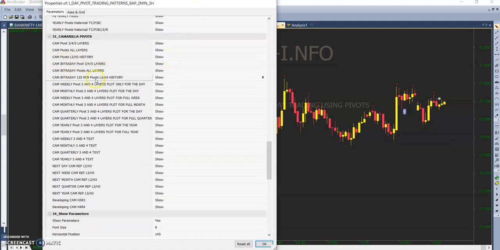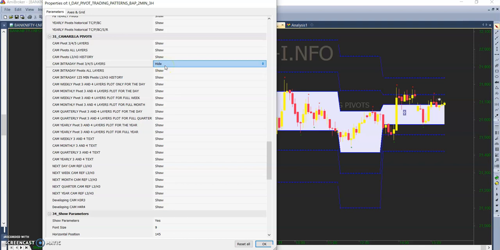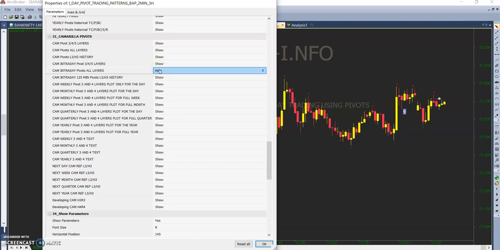The next 3 sections basically talk about plotting intraday camera pivots. The first one is intraday camera pivots, third, fourth and fifth layers getting plotted. The next one is intraday camera pivots of all the layers getting plotted. The next one is intraday camera pivots, only the level 3 getting plotted.